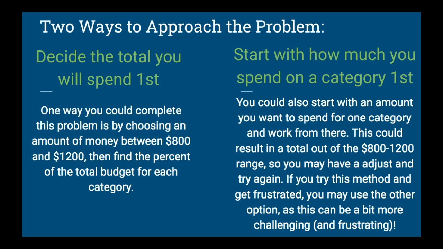The starting with a category, which is the second one that I discussed, is going to be a little bit of a guess and check. For instance, if you started saying that you wanted to spend like $500 on food, that's probably going to make it way outside of your $800 to $1,200 range. So just something to consider. Or if you started with too little for a category, it's going to result in something less than $800. So something to consider if you choose to start with a category amount first.